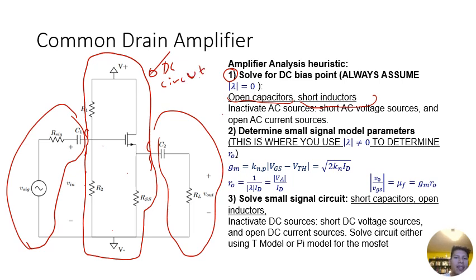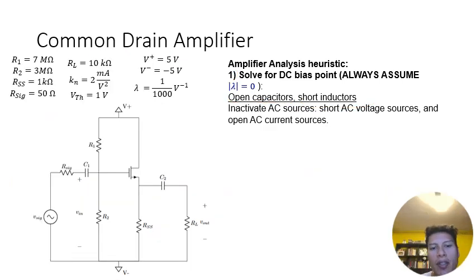Now, if you notice, this DC bias circuit looks exactly like the circuit for the common source, except RD is equal to 0, and it also looks like the four resistor network that we analyzed in the first week of lectures. All right, so for this particular example, unlike in the common source, we're actually going to plug in some numbers. So here's the numbers that we're going to plug in.